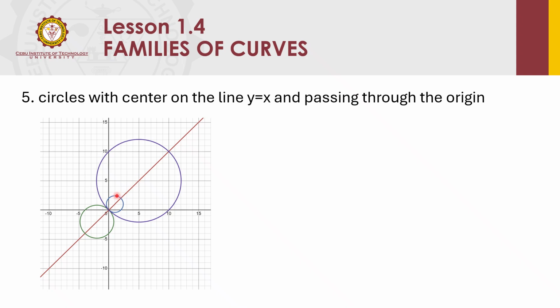So for the smallest circle, the center is here and it passes through the origin. So one of the points on the circle must be 0, 0. Okay, the coordinates must be 0, 0. And then for this biggest circle, this is the center and it also passes through the origin. And for the third circle, here the center is on the line y equals x and it also passes through the origin. Okay, so we start with the standard equation of a circle.